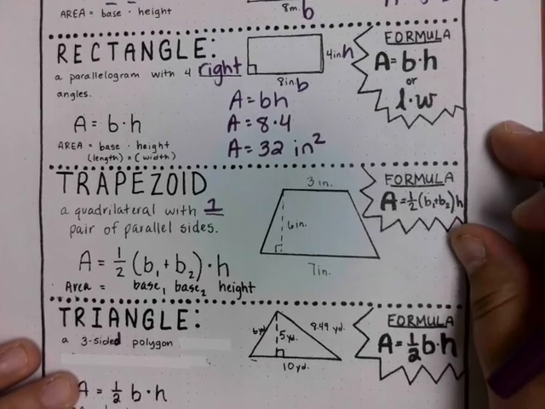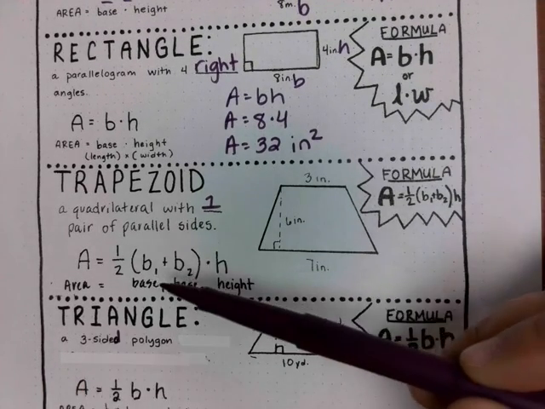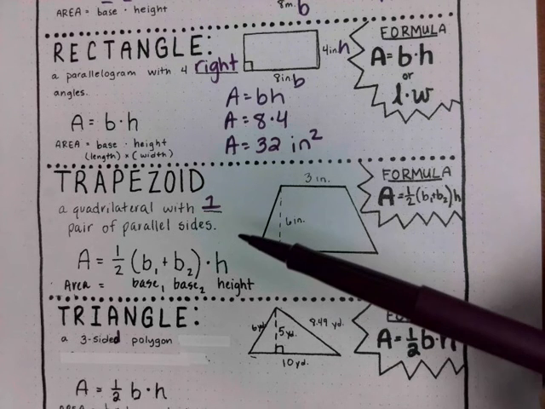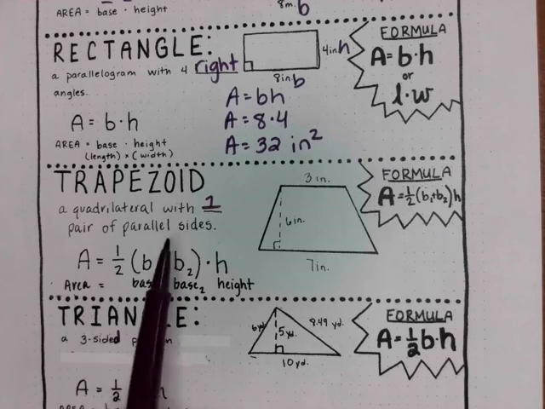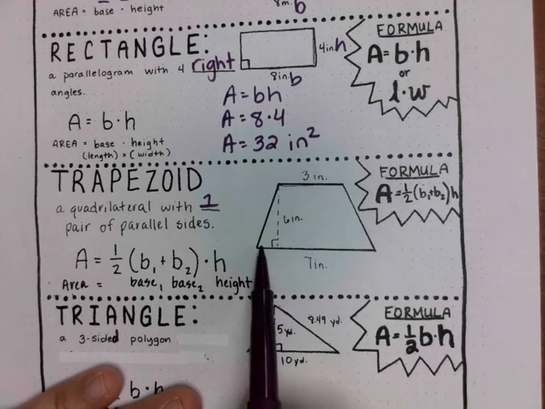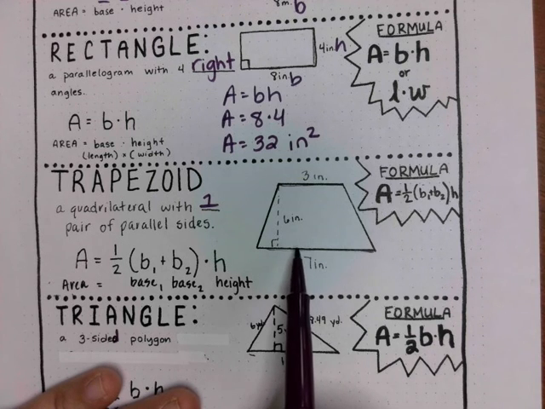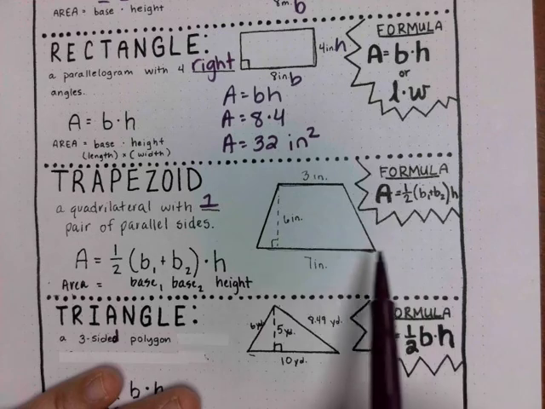All right, the next shape we're going to look at is a trapezoid. Trapezoid is probably the most complex formula out of all 3 of them. Trapezoid is a quadrilateral with only 1 pair of parallel sides. So right here, this side on top, the 3, and this side on bottom, they're parallel. If they were to continue in either direction, they would never touch.